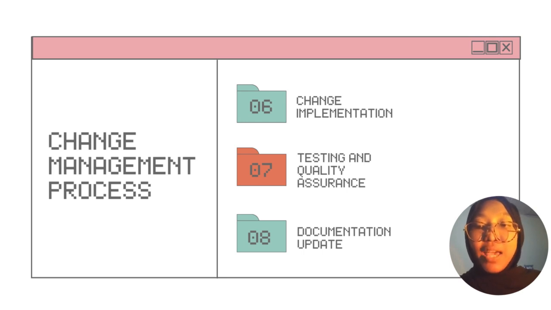Comprehensive testing follows the implementation, involving rigorous quality assurance procedures. This ensures that the modified application meets the required standards, and any potential issues are identified and addressed before the change is rolled out to the live environment. And the eighth is documentation update. Documentation is updated to reflect the change made to the Serenora Clothing Store mobile application.